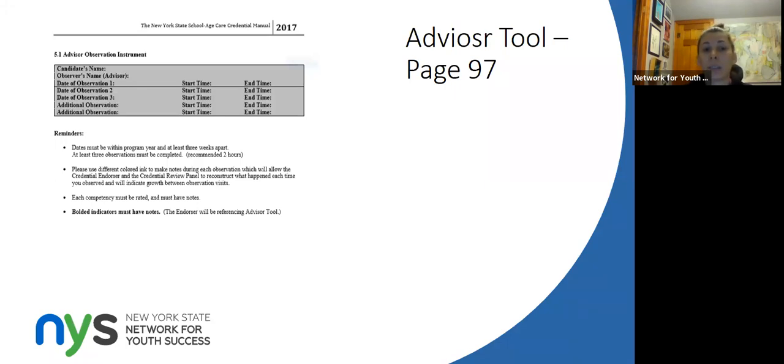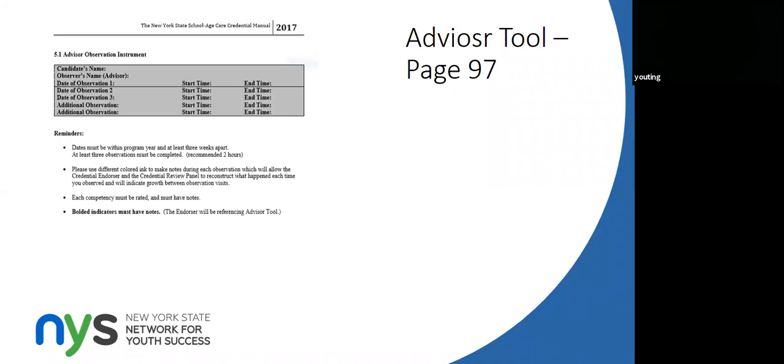Each of the competency standards needs to be rated and have notes, and those bolded indicators must also have notes, because the endorser is going to be taking a look at your tool. A lot of times those bolded indicators are things that the endorser will not see in just one visit, so those indicators must absolutely have notes. Any questions about the observation instrument? No, pretty straightforward. Great.